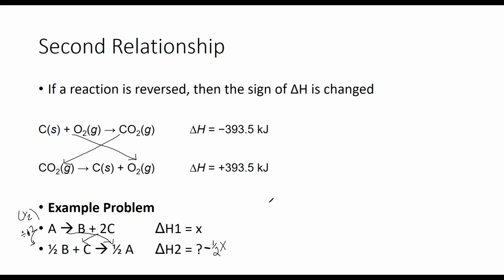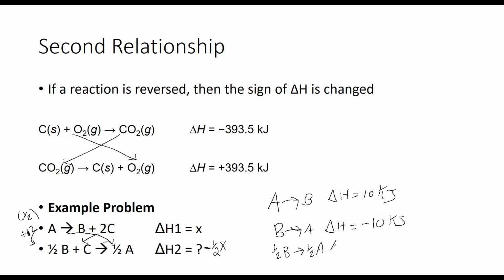So another example without the multiplying, A goes to B, delta H is 10 kilojoules. Therefore, B goes to A, delta H is minus 10 kilojoules. Then if I said, well, 1/2 B goes to 1/2 A, delta H would be negative 5 kilojoules because I divided it by 2. And if I said 3B goes to 3A, that would be negative 30 kilojoules because I just took that and multiplied it by 3.